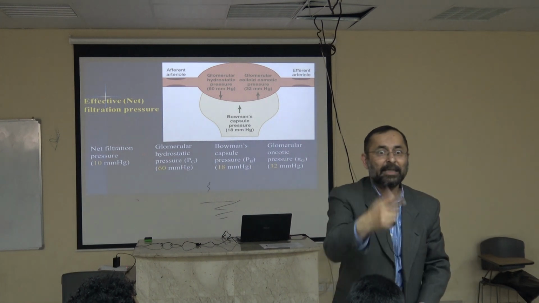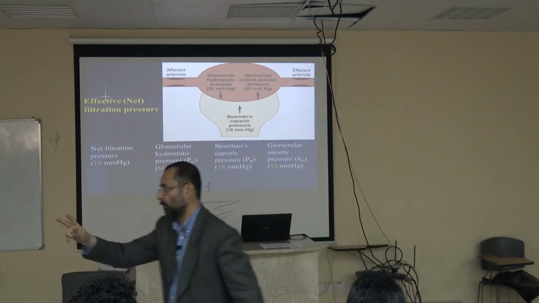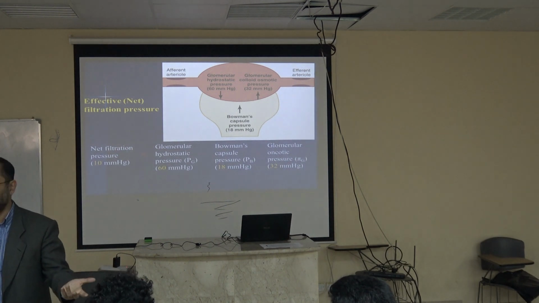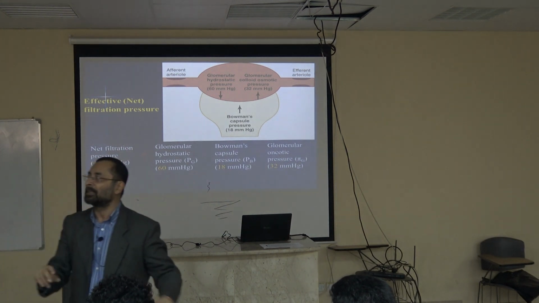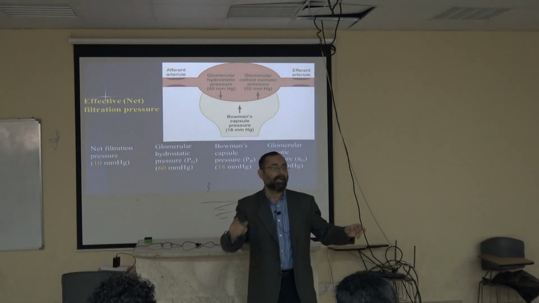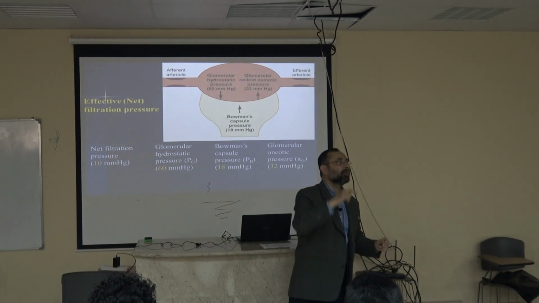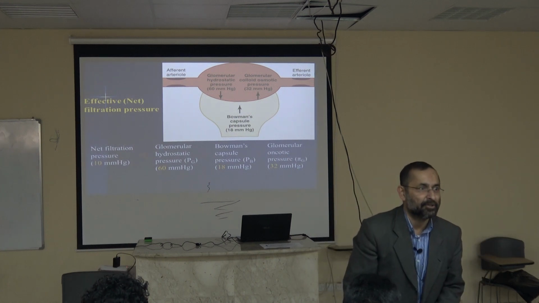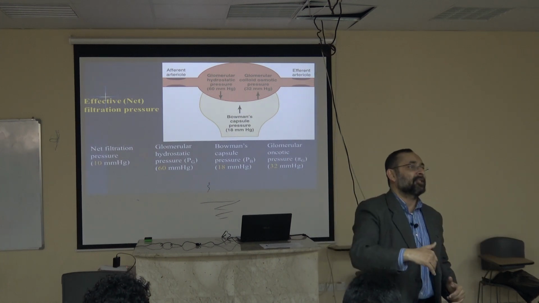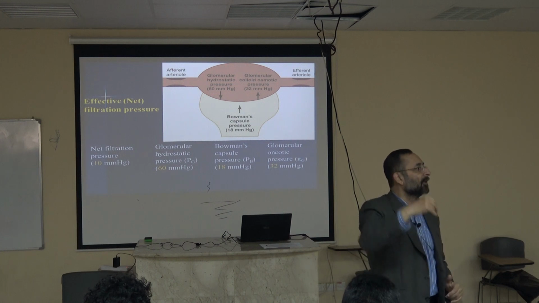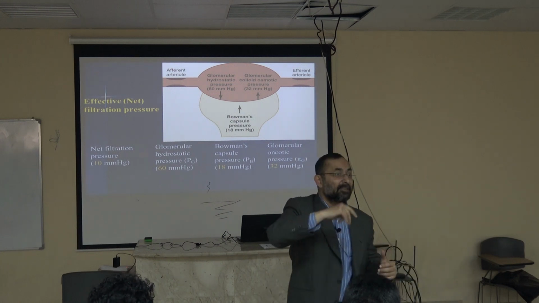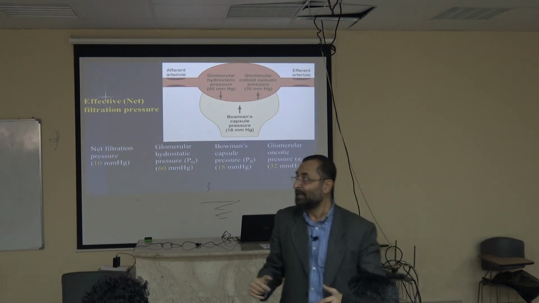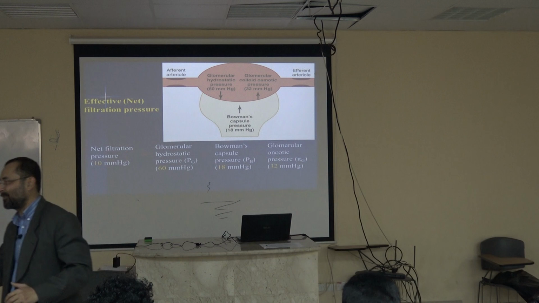Now calculate how many pressures are the opposing pressures? 2. And how many favoring? Just 1. Now you add the opposing pressures. It's 50. Now you look at the favoring pressure. Now you see the difference of these two pressures. In which direction? Filtration direction or opposing direction? All right. So this difference of 10 mmHg is called the filtration pressure. Now this is where we are getting the 10 from.